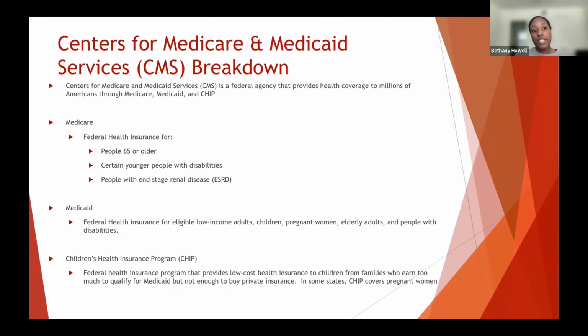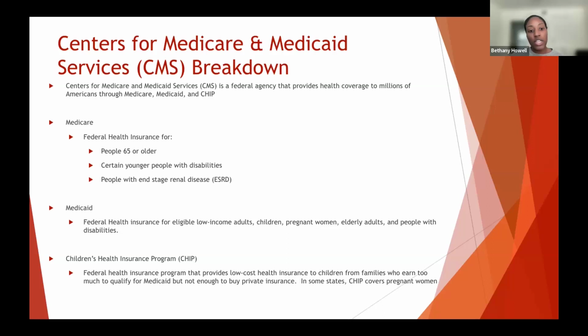So we'll begin by discussing CMS, the Center for Medicare and Medicaid Services. CMS is a federal agency that provides health coverage to millions of Americans through Medicare, Medicaid, and CHIP. There are some key differences between the three different categories. Medicare is federal health insurance for people who are aged 65 or older, certain younger people with disabilities, and also people with end-stage renal disease.